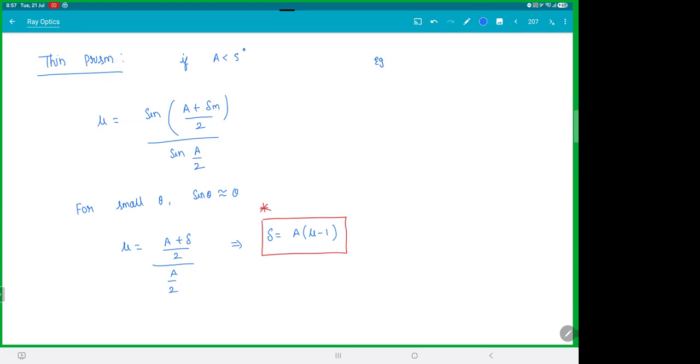It comes a lot. Example, if you have a prism here, let's say mu is equal to 2 and the angle of prism is 3 degrees. So if you send a horizontal light ray, this will deviate. So delta will be A into (mu minus 1), which is 3 into (2 minus 1), which is 3 degrees. So this light ray here deviates by 3 degrees. That's your thin prism.